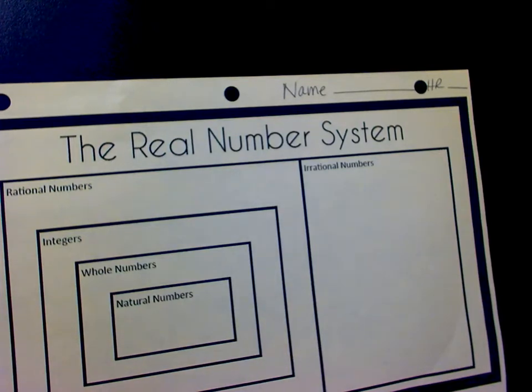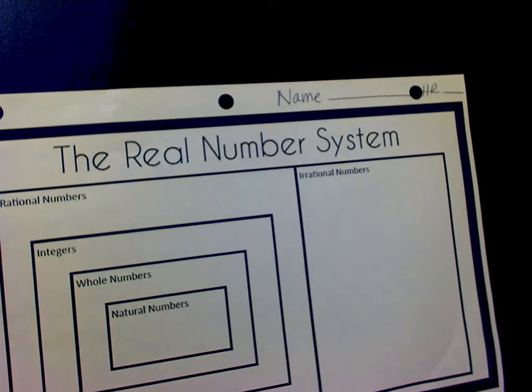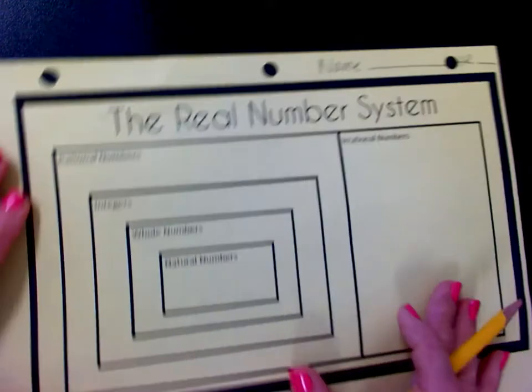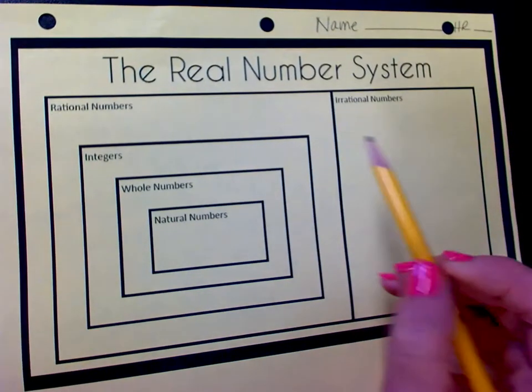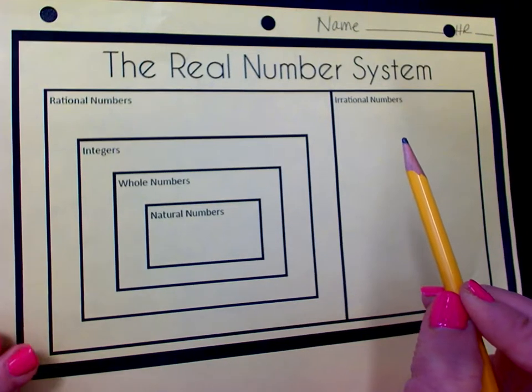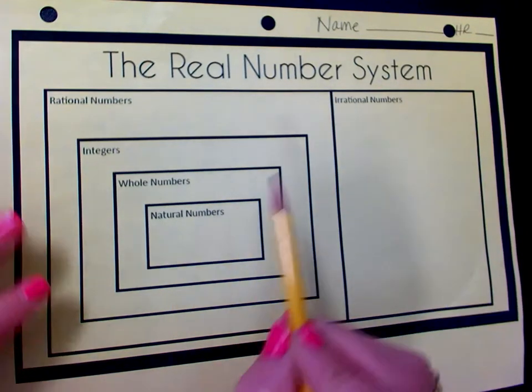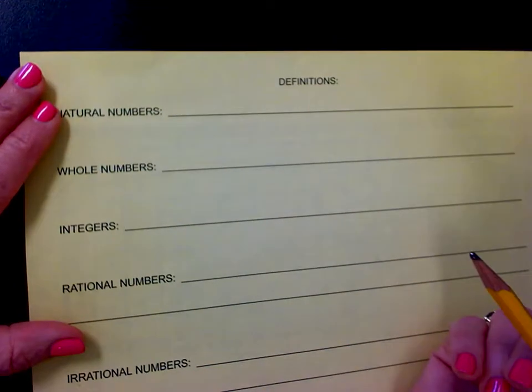Today we're talking about the real number system and classifying the different types of numbers and what they're called. So a lot of this is just going to be terminology. So I'm going to be referring to this side and to this side for definitions.